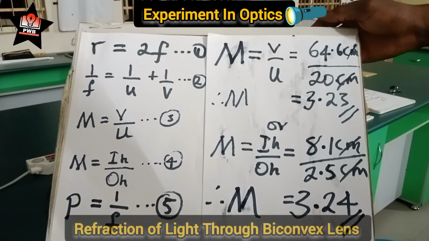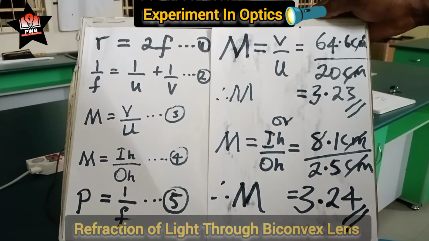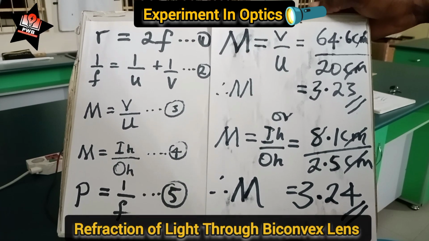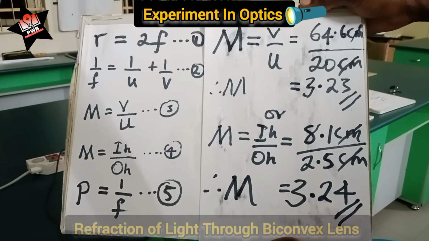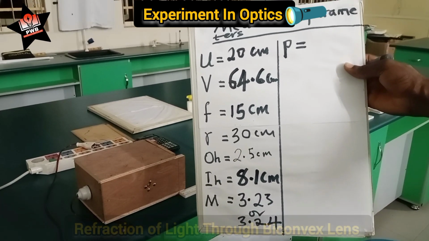We're not going to stop here. We proceed to measure the other variables. So we're going to record our M to be 3.23 or 3.24. So these are the variables that we have measured so far in the experiment.